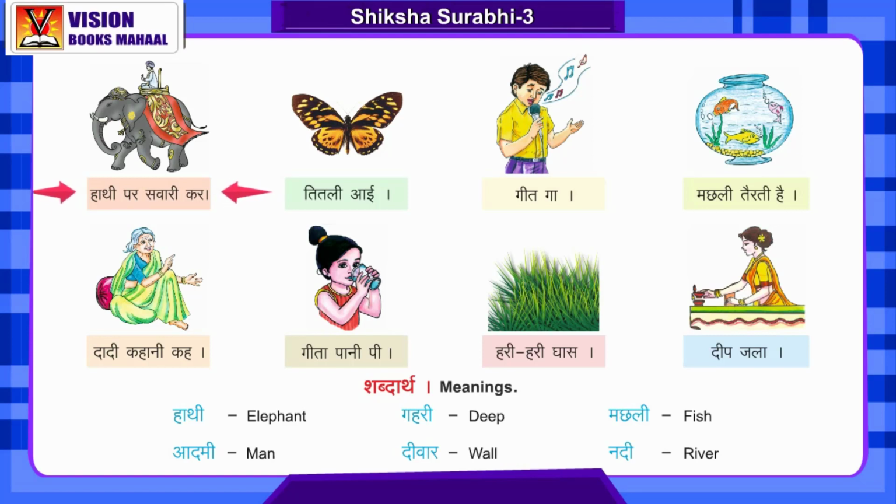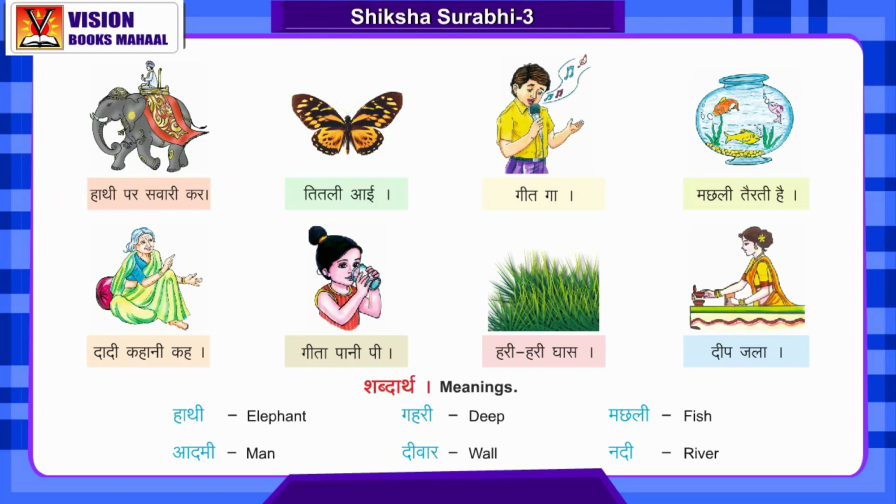So what is the Hindi sentence for riding on the elephant? See here. Hathi par savari kar. Means you ride on the elephant. Hathi par savari kar. All of you repeat it. Hathi means elephant. Savari means riding. Savari kar means you ride on the elephant. Par means on. Hathi par savari kar. Repeat it.